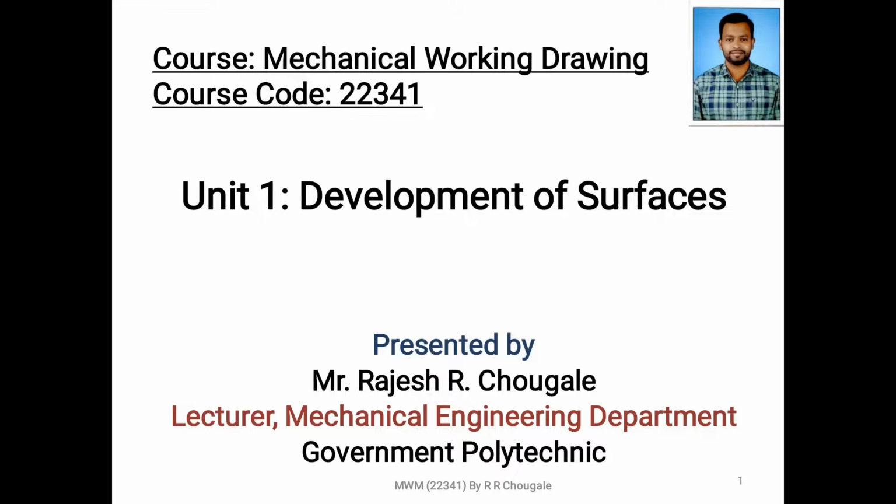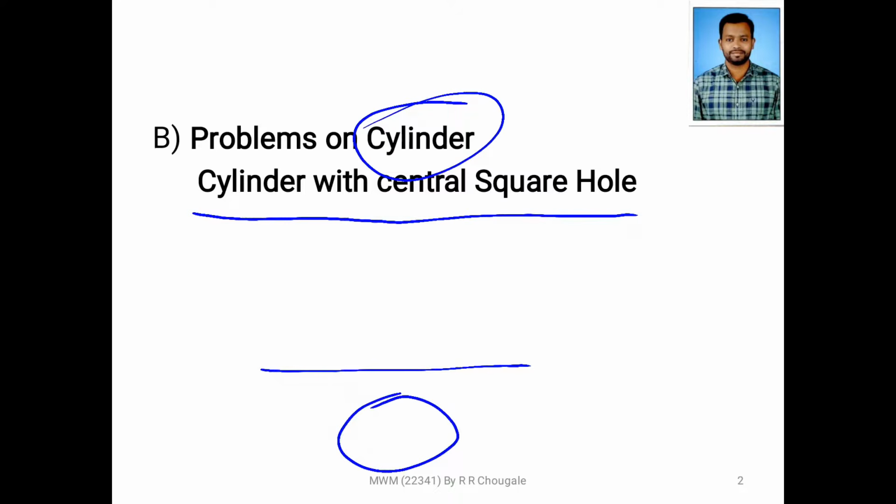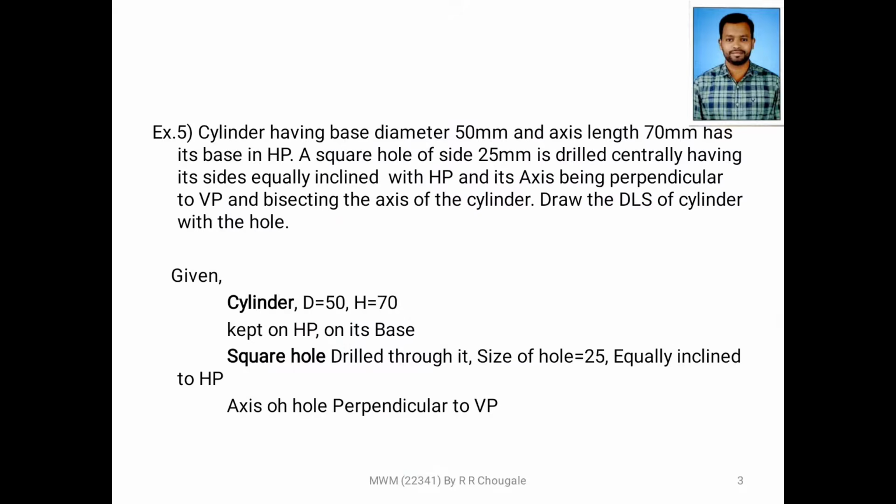From the topic Mechanical Working Drawing, we are seeing the Development of Surfaces chapter. In that chapter, we are going to see some problems on cylinder. That is type first, cylinder with center square hole. Cylinder is kept on HP, so in top view we will see a circle, and when we take projection it will look like this. This is the center line, and to the center line we have a square hole. So we will see how to draw the development of the square hole.